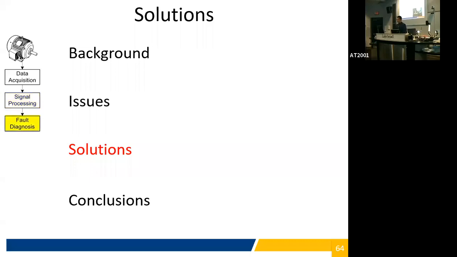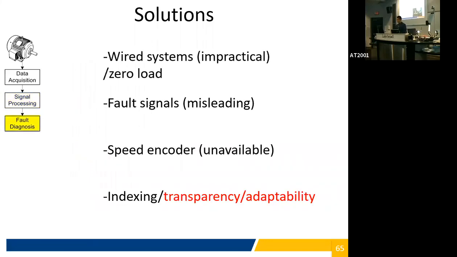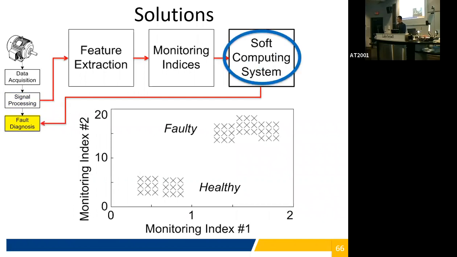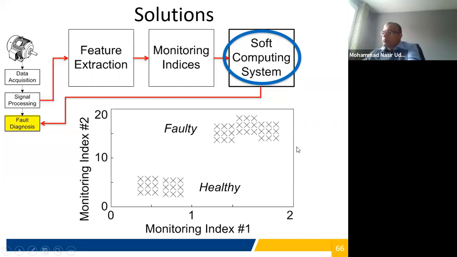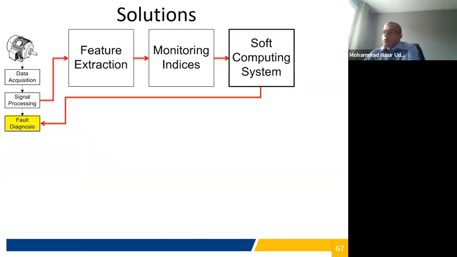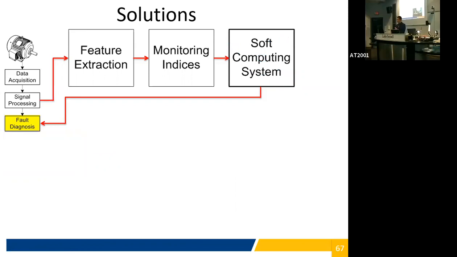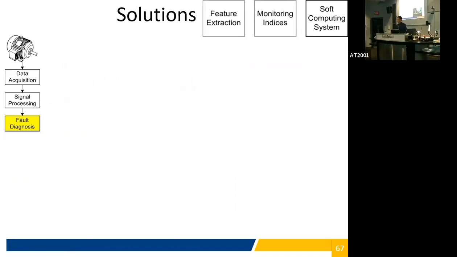Now, looking at the fault diagnostics, let's address the issue related to the transparency and adaptability of the system with changes in the system. So the bigger picture, given that we have monitoring indexes that represent the fault, now we have to find out what kind of soft computing system will work for this kind of fault detection. For example, we have two monitoring indexes here, and they're plotted to determine a healthy or faulty condition. So what's the solution here? What can we do in a way that is suitable for diagnostic purposes?